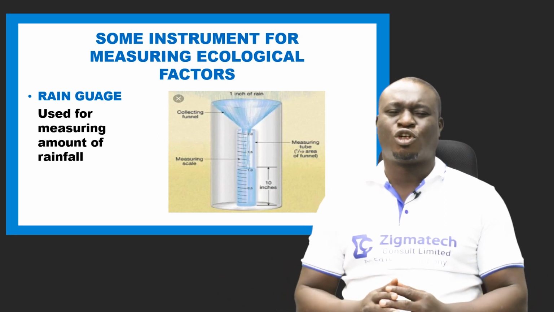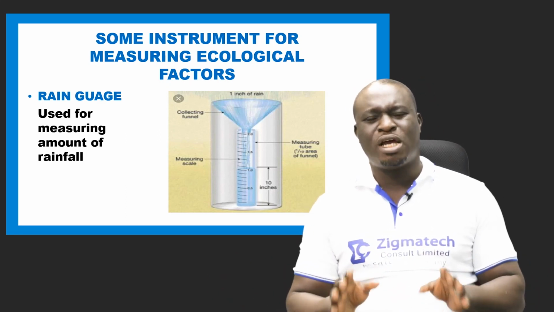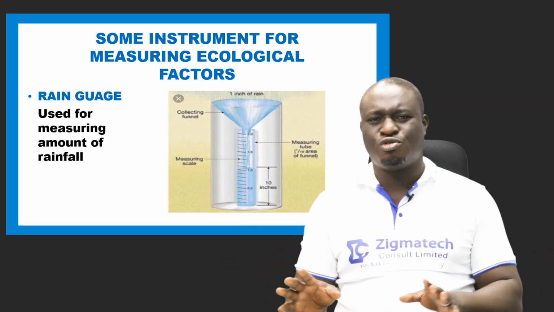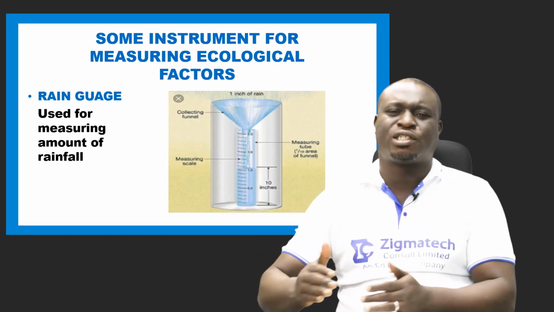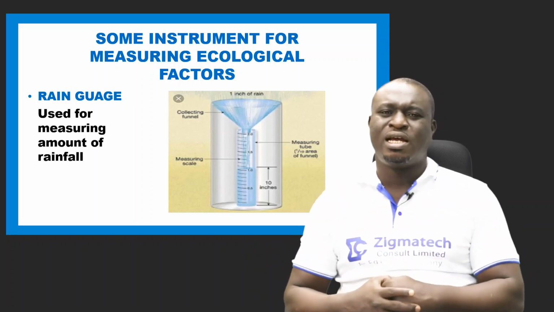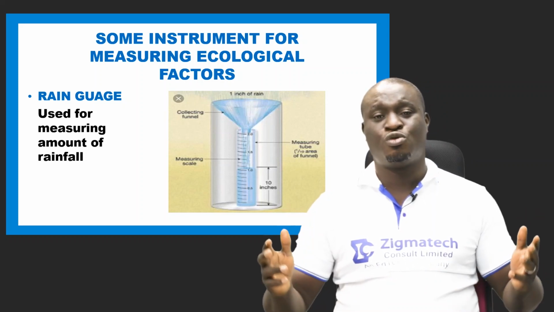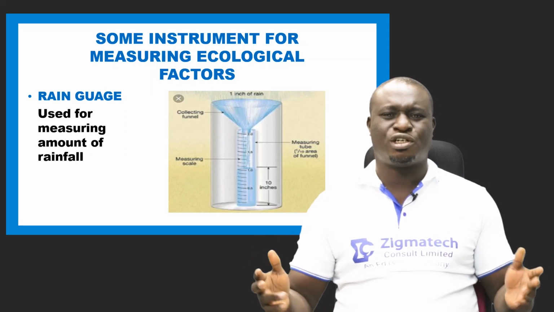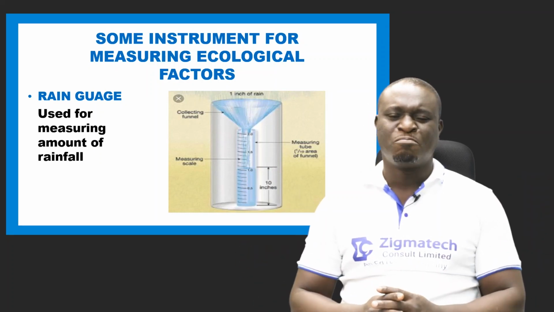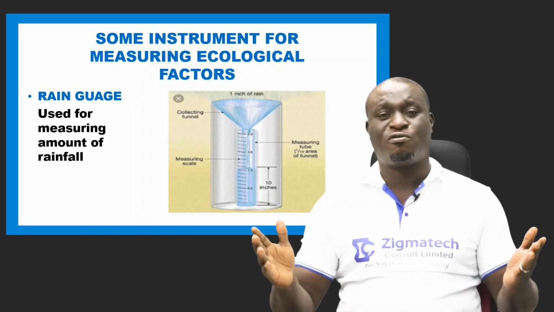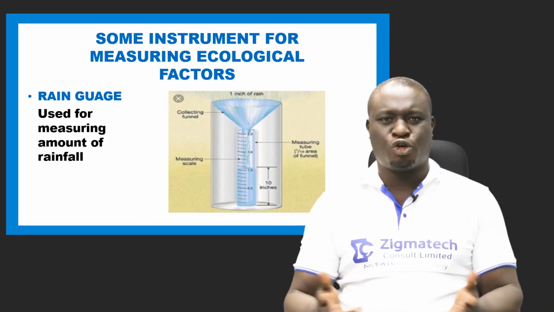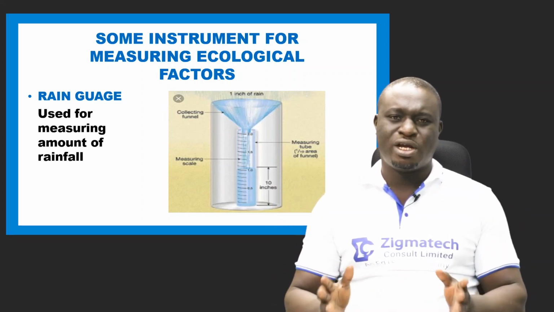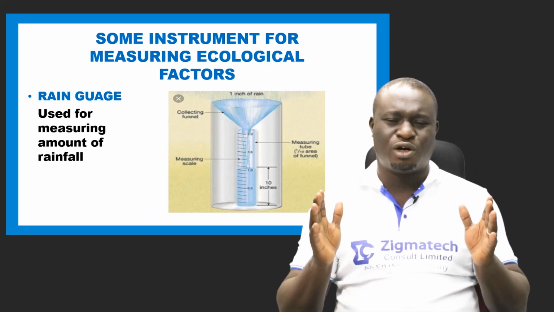And then let's talk about some instruments that are used for measuring ecological factors. There are some instruments, not all things you use, but we have specific instruments that are necessary for measuring ecological factors. In fact, they help you in carrying out several population studies and several researches in the ecosystem. I'm going to mention just very few of them, but we have so many. We have the rain gauge. As you can see on the screen, that is a rain gauge.